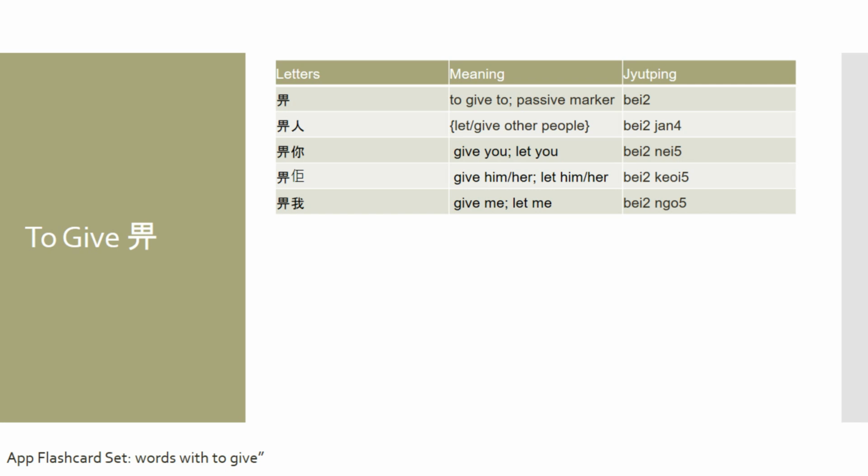Now, instead of 比你, you could also say 俾佢, which is giving it to a third person, so him or her, and its use is the same too. So, for example, if I would say compared to him, I am taller, then I could say 我比佢高. And similarly, you can also say give me or let me using 俾我.